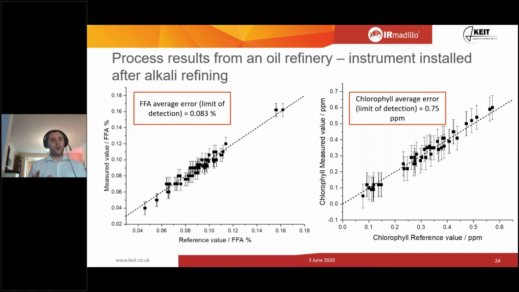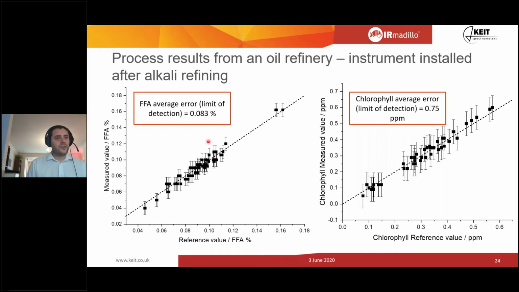So these are results from an oil refinery. The instrument is installed quite far downstream. This is actually right towards the end, just before the packaging step. And that's simply because it's an easy place for them to install the instrument as a proof of concept. After having seen these results, they've decided to move the instrument right upstream before the caustic, the lye mixing, so that they can actually control that based on a real-time FFA measurement. So they were so pleased with it, they have moved it upstream, or are doing so as we speak. We're trying to wait until they can get contractors back on site because coronavirus has caused problems for absolutely everyone.